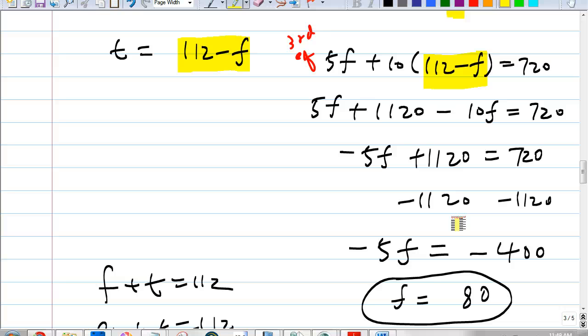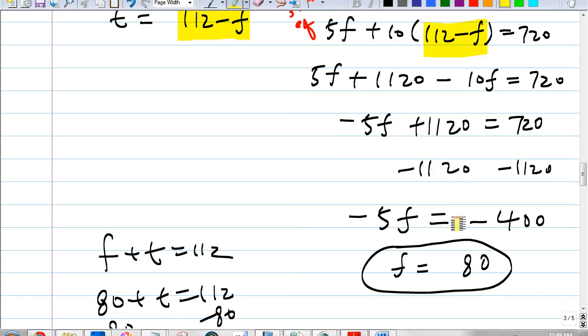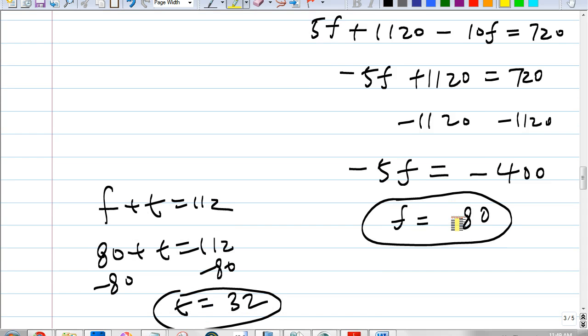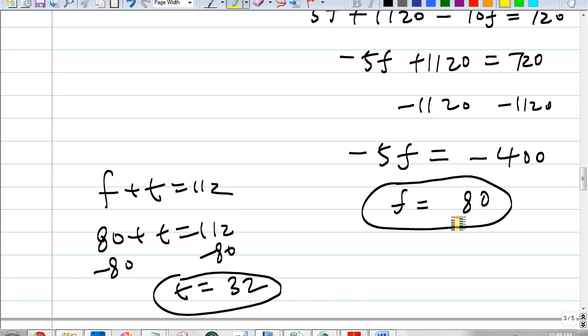And so what does this mean? That I have how many $5 bills? 80. How can I find then the $10 bills? You use one of the original equations. Do you think I should use the first one or the second one? First one is a lot easier. Plug it in. Amber, what'd you get? Yeah, so when you plug in 80 in place of F and subtract 80 from both sides, you get 32.